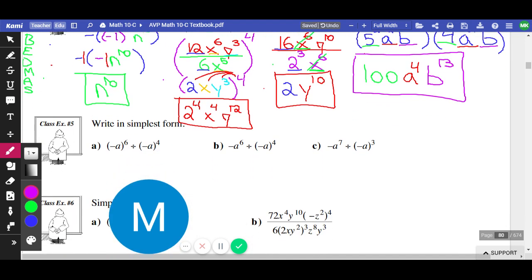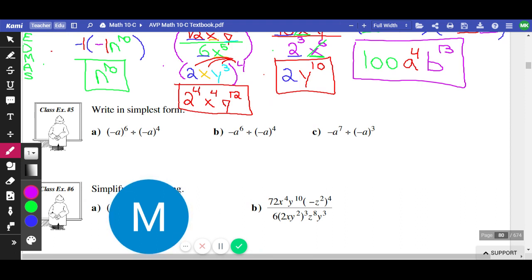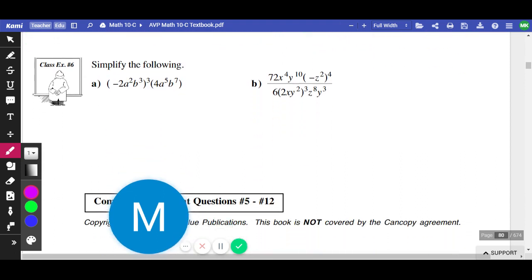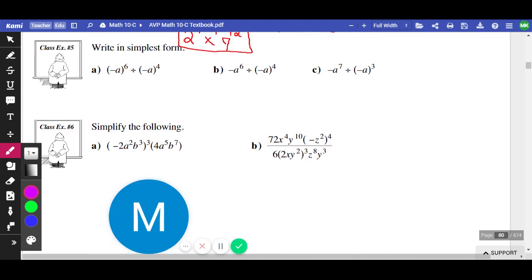All right, I don't think we need to practice those ones. I would like to do number 6. Number 5 is just kind of an exercise in negative numbers, okay, and in understanding how negatives work. So for instance, this is negative 1 times a to the power of 6. So it would become negative 1 to the power of 6, a to the power of 6. And that's how they would want it to be viewed. And this one would become negative 1 to the power of 4, a to the power of 4.